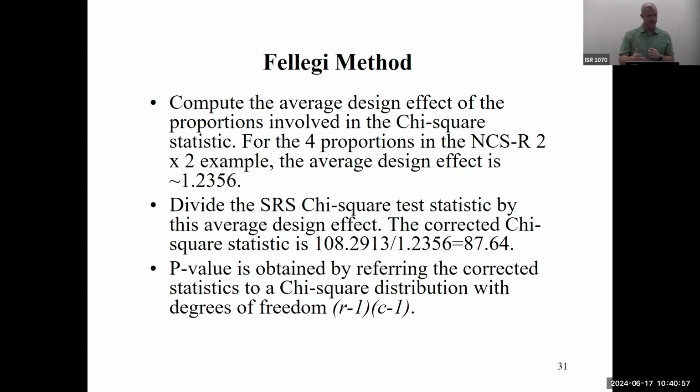So it was a nice idea, very simple to calculate to begin with. We obtain a p-value for that scaled chi-square by referring it to a chi-square with (r-1) times (c-1) degrees of freedom, just like you learn about in Stats 101. So that was Fellegi's contribution. Here's how we can deal with the design effects in this kind of analysis. Okay, very easy to implement in the different software.